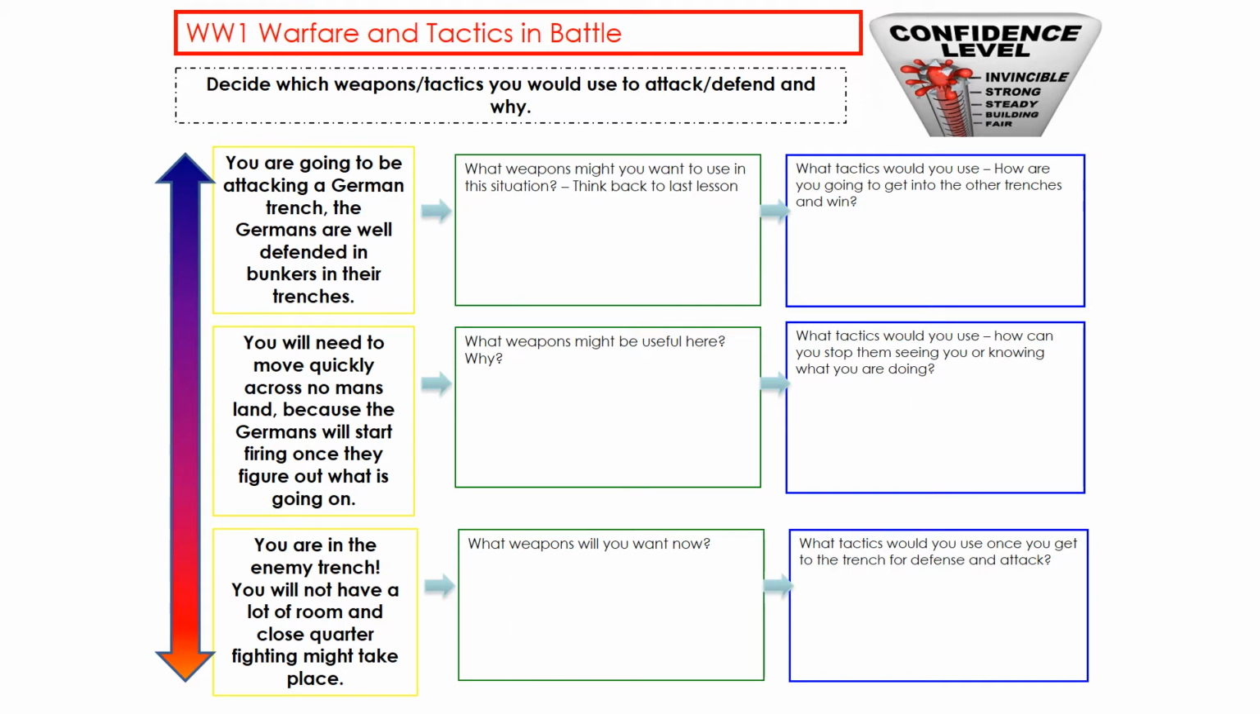So you've got it on the left hand side here. You're going to be attacking a German trench. The Germans are well defending their bunkers and their trenches. What weapons might you want to use in this situation? So think back to last lesson. What tactics would you use? So how are you going to get into the other trenches and win?